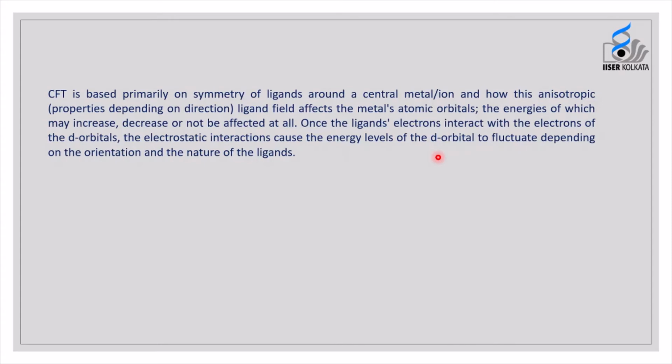Generally after the splitting, the energy decreases and the orbital splits, because the molecule wants to stabilize, and stabilize means the energy decreases. Once the ligand's electrons interact with the electrons of the d orbitals, the electrostatic interaction causes the energy levels to fluctuate. As soon as the ligands start approaching the metal, there is an electrostatic interaction between the charges, the electrons present in the ligand and the electrons present in the d orbitals, and also some positive and negative charges. Those interactions start fluctuating the energy levels of the d orbitals depending on the orientation, from which direction the ligand is coming, and which lobes are there in that direction. Depending on all these factors, the energy fluctuates.